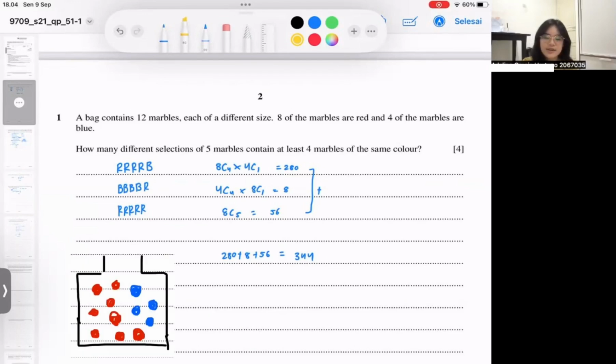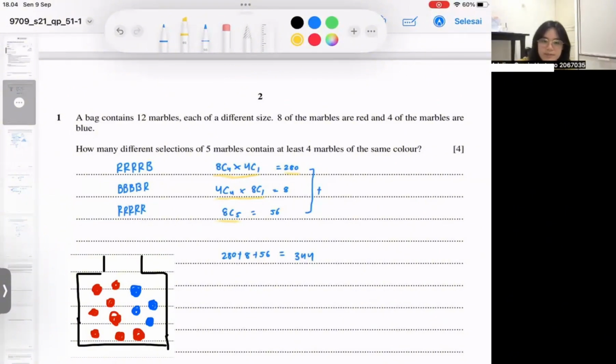So as you can see, there are 3 possible combinations that we can do this. So we pick 4 red marbles out of 8 and 1 blue marble out of 4. And the next one is picking all 4 blue marbles out of 4 and 1 red marble out of 8. And lastly, we can pick 5 red marbles. So we can write this down as 8 choose 4 for the red marbles, and we choose 1 of the blue marbles. So 8C4 times 4C1, which is 280.